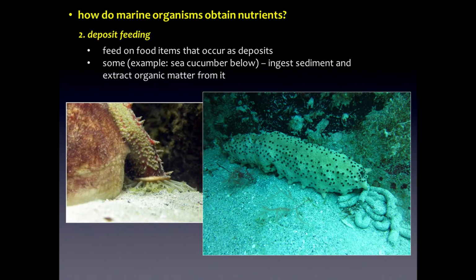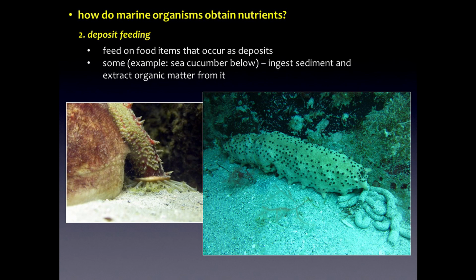You can also be a deposit feeder. This is where you feed on food items that occur as deposits. Now instead of being attached to a substrate, you're actually free moving. In the case of the sea cucumber here, you're crawling around on the bottom of the seafloor in the benthic environment, so you're part of the benthos. Quite often the sea cucumber actually ingests the sediment on the seafloor. We have the sediment, grains of sand, grains of maybe biological material, and within that will be food particles.